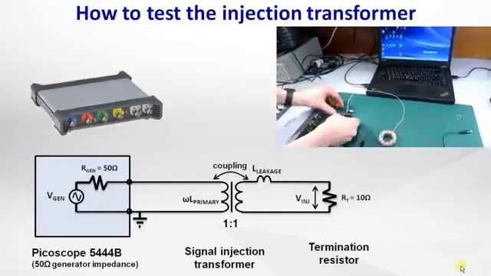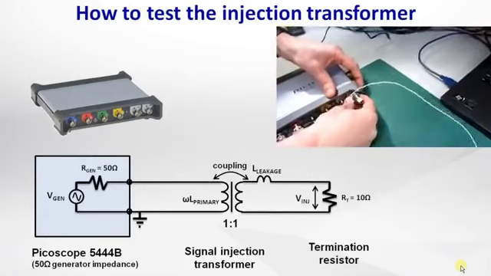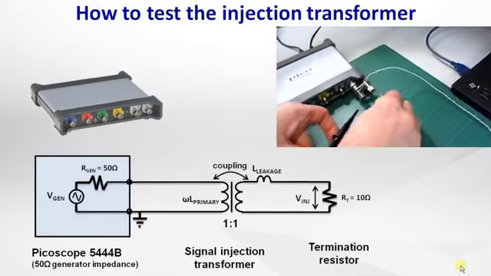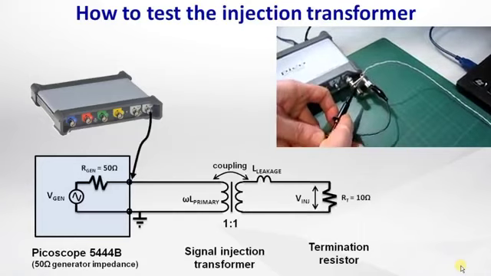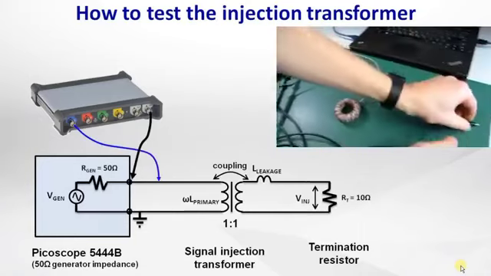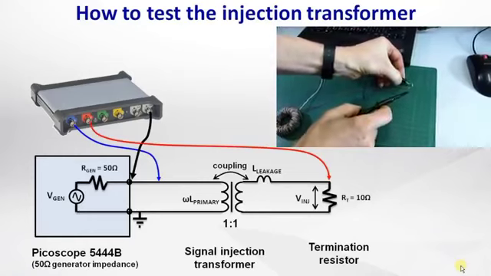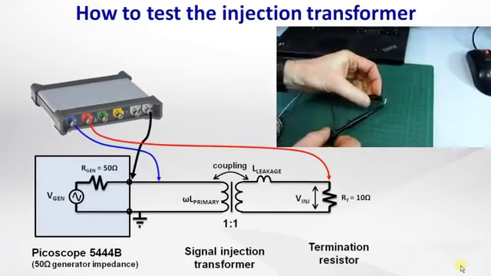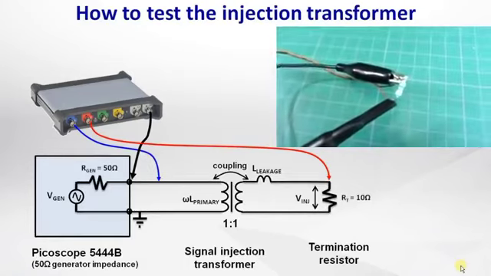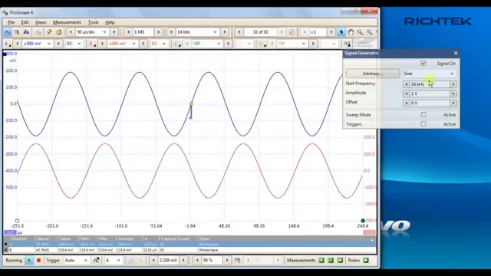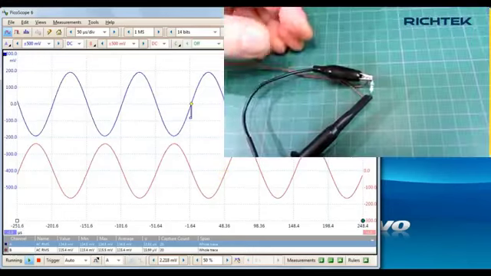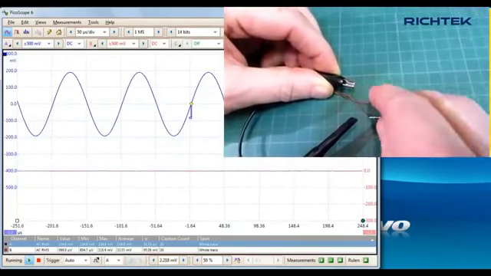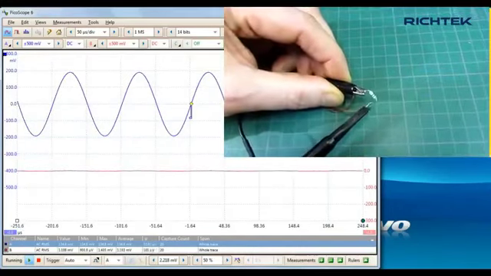Let's use the PicoScope with a sine wave generator to look at the transformer input and output signals. Connect the PicoScope generator to the transformer input, connect channel A to the transformer input and channel B to the transformer output, and terminate the transformer with 10 ohms. I have set the generator at 10 kHz and 1 volt peak. The top blue waveform is the input signal and the red bottom is the output signal. If the signals are out of phase, just reverse the probe connection at the transformer output.